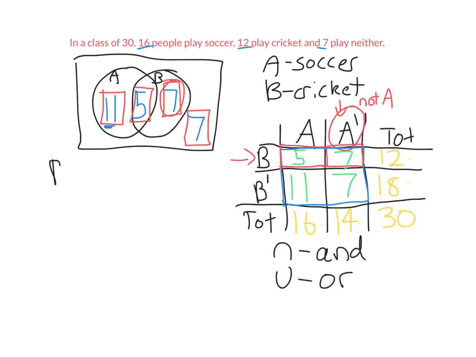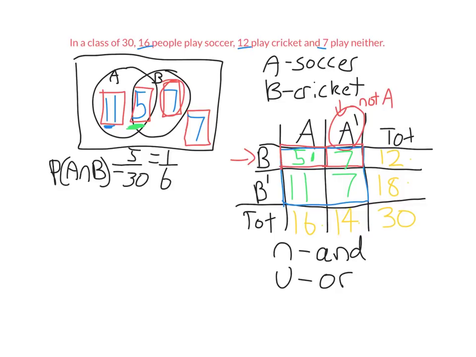So if I said the probability of A and B, that's what this says here. That's really simple now that I've got the Venn diagram and two-way table. It's just the number who play soccer and cricket. This number, 5 out of 30. Okay, and I should simplify the fraction to 1 over 6.